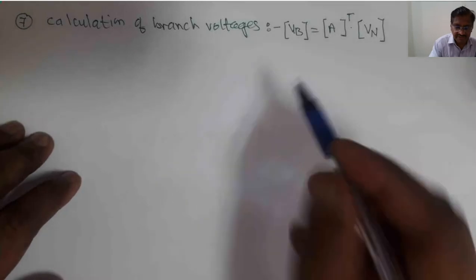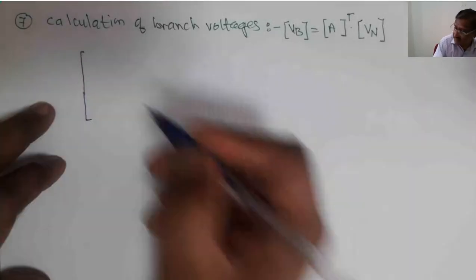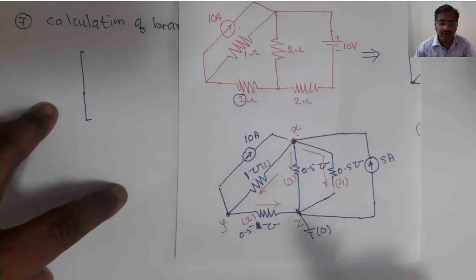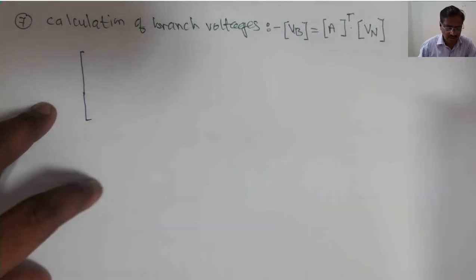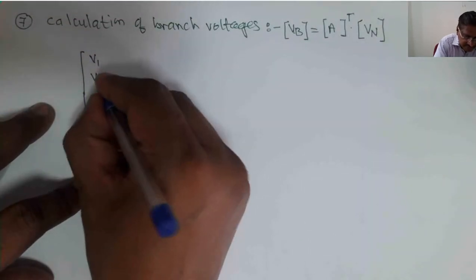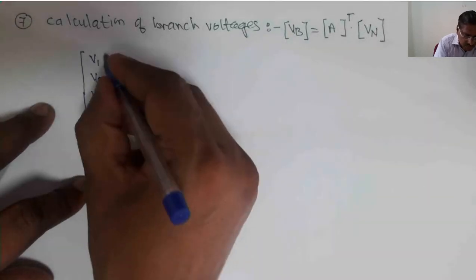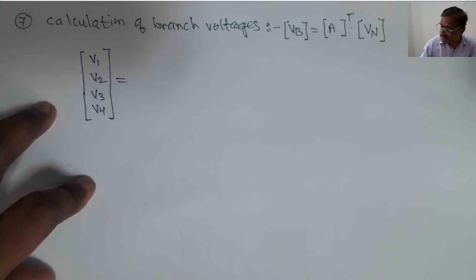I will start with this VB. How many branches do we have in our case? In this figure we have 4 branches: branch number 1, branch number 2, branch number 3 and branch number 4. So the voltages will be V1, V2, V3 and V4, which is equal to matrix A.